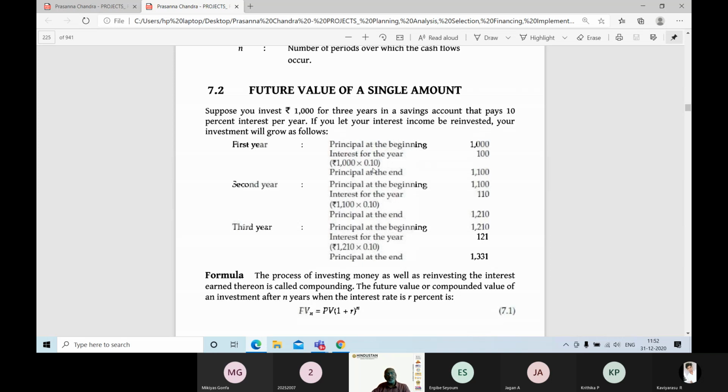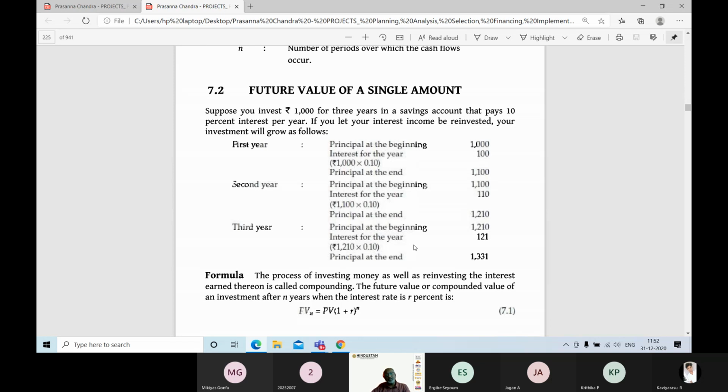And this is the principal at the end of the year, which is the same as the principal at the beginning of the next year. Second year, the principal at the beginning. Then the interest for this year, you have to calculate 1,100 into 0.1. Then it comes to 110. The principal at the end of the year, you have to add 1,100 plus 110, which is 1,210.